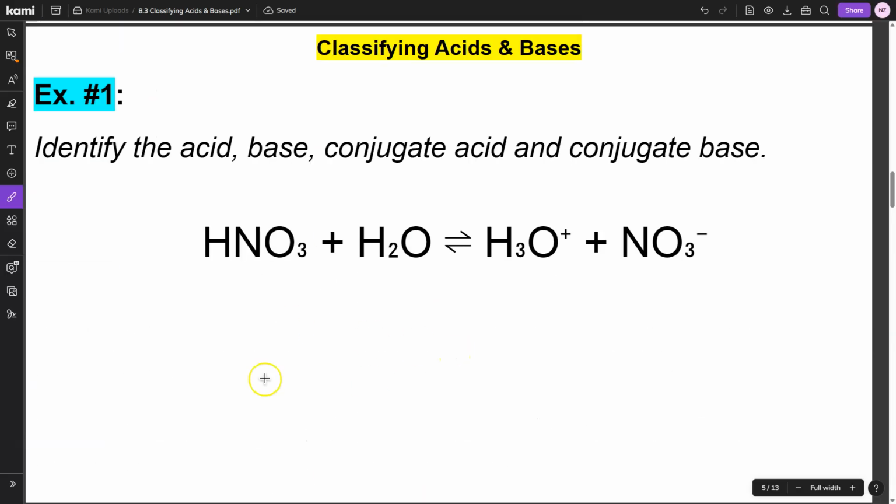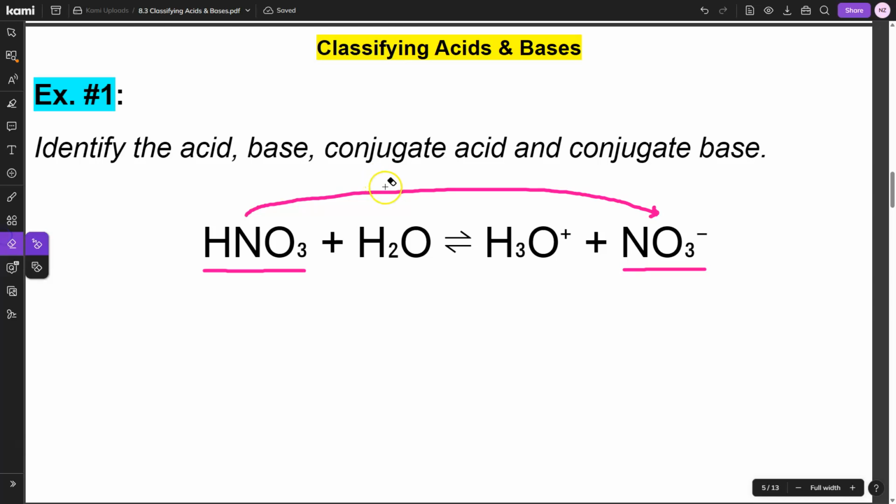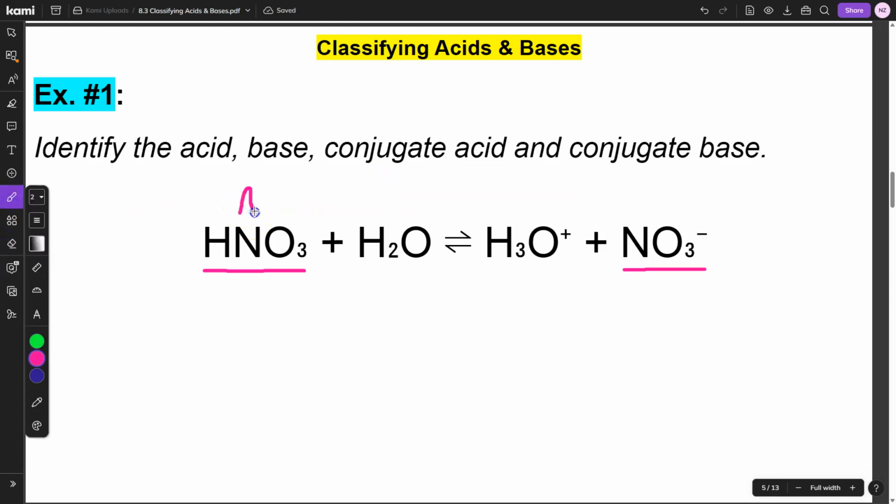So here's an example. It says identify the acid, base, conjugate acid, and conjugate base. We have one species on the left-hand side that contains nitrogen and one species on the right-hand side that contains nitrogen. If you notice, the difference between the species on the left and the right is a hydrogen. To go from here to here, I would have to lose a hydrogen. So the species on the left is going to be our acid because it is losing a hydrogen, and on the right-hand side, this is going to be our conjugate base.